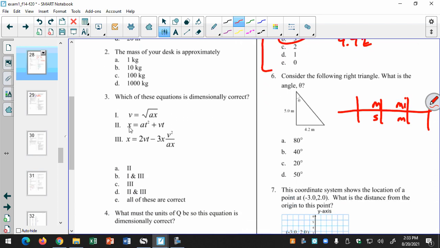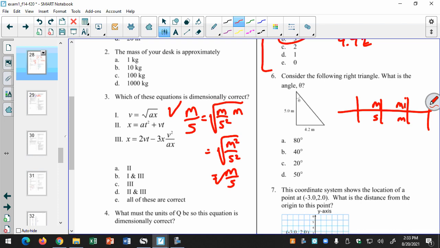Let's do number 3. Let's just look at this question right here. The v equals square root of ax. So v is meters per second. Square root a is meters per second squared, and then x is meters. So on this right-hand side, I have the square root of meters squared per second squared, which is equal to meters per second. So then I have the same units on either side. Number 3 is a good one too. Let's do it.